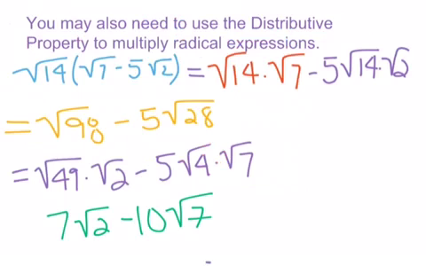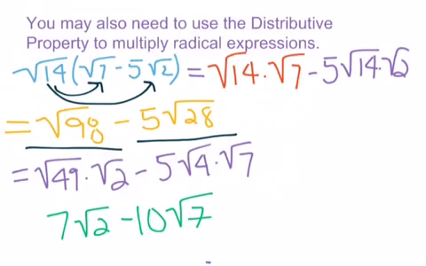Okay? Alright, you may also need to use the distributive property to multiply radical expressions. So that's where you have the square root of 14, then in parentheses, negative square root of 7 minus 5 square root of 2. All we're doing here is distributing this square root of 14 to each term inside the parentheses, okay? So negative, square root of 14 times square root of 7 is going to give us the square root of 98. Then the square root of 14 times negative 5 square root 2 is going to give us negative 5 square root of 28. Okay, again, then you have to simplify the radicands.